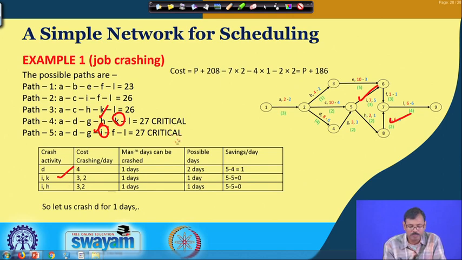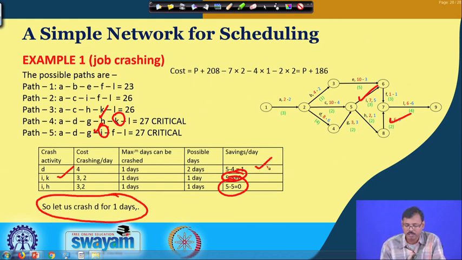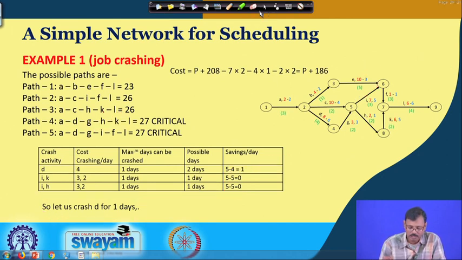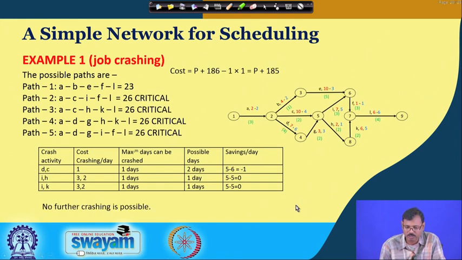Then also it will become 27 days, 26 days, but you can see our cost savings are nil in this case. So, it is best that we opt for crushing only the single job D, because that gives us more profit and is available for 1 day in this case. So, the new cost will be P plus 185, and we have drawn it for the next session also.